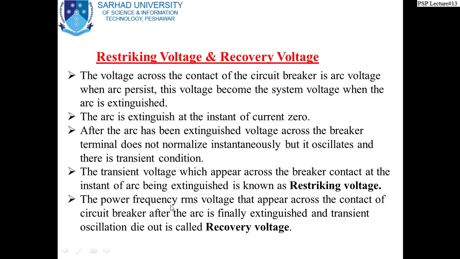The power frequency RMS voltage that appears across the contact of the circuit breaker after the arc is finally extinguished and the transient oscillation dies out is called recovery voltage. So this is that particular final voltage which appears when the arc is finally extinguished. The contact is already separated, but the current continued to flow in the arc. When the arc is finally extinguished, the voltage appearing across the contact of the circuit breaker will be the system voltage, and this voltage is called recovery voltage.